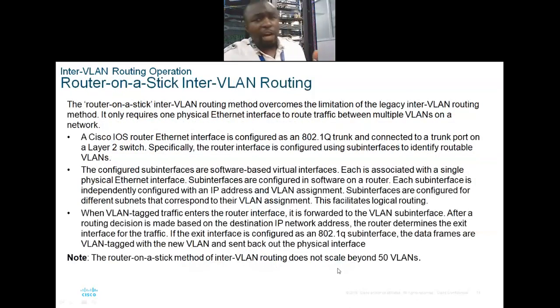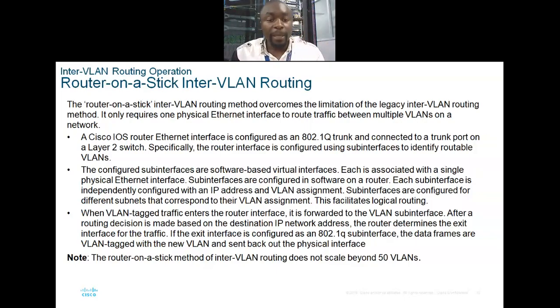How about router on a stick? Now, we said the router on a stick inter-VLAN routing method overcomes the limitation of legacy inter-VLAN routing. It only requires one physical Ethernet interface to route traffic between multiple VLANs on the network. A Cisco IOS router Ethernet interface is configured as an 802.1q trunk and connected to a trunk port on a layer 2 switch. Specifically, the router interface is configured using sub-interfaces to identify routable VLANs.